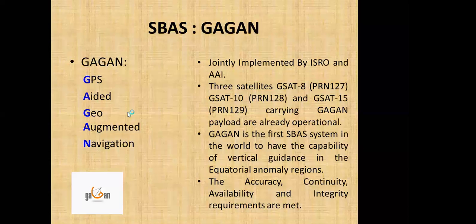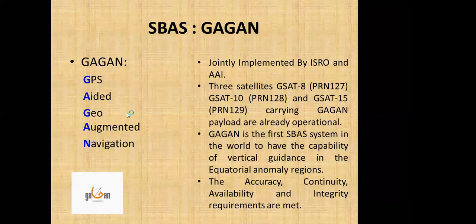So what were the needs of SBAS? Civil aviation wants, along with accuracy, continuity, availability, integrity, and time to alarm, because their operation is related to life. So the Airports Authority of India and ISRO developed an SBAS system for Indian territory, known as GAGAN, GPS Aided GEO Augmented Navigation system, and it was developed during 2005 to 2008.